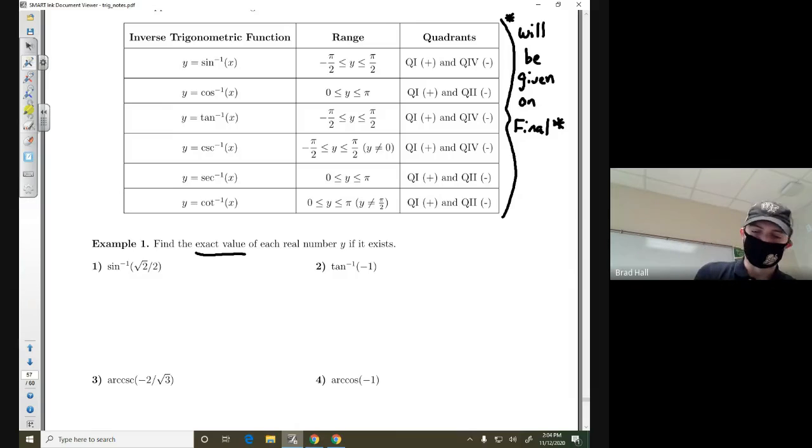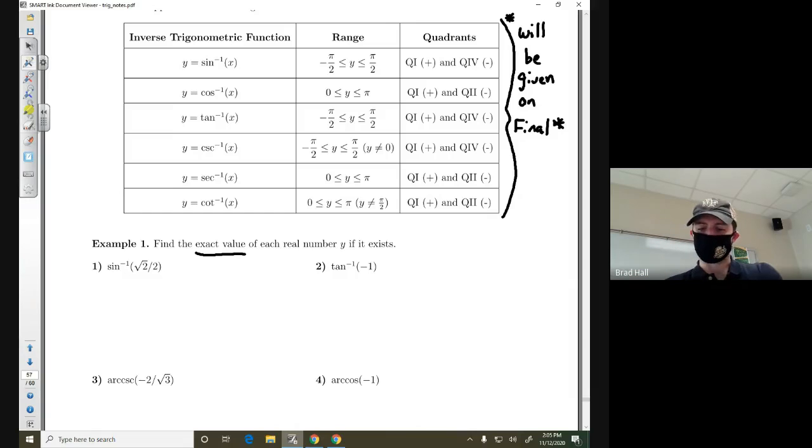So if you tried to put sine inverse of square root of 2 over 2 in your calculator, you'll get an angle out of it, but you want to make sure that angle, one, is formatted in the correct way, and two, represents the correct angle overall.